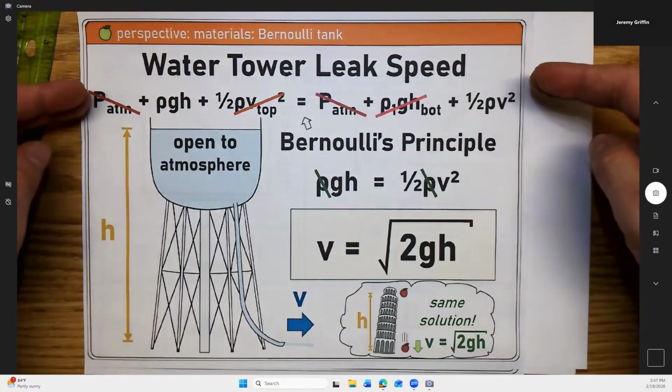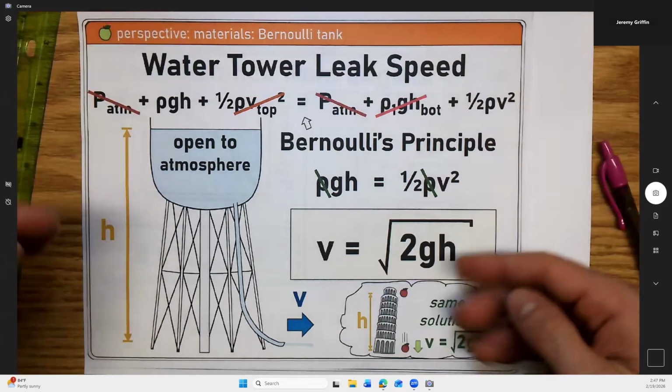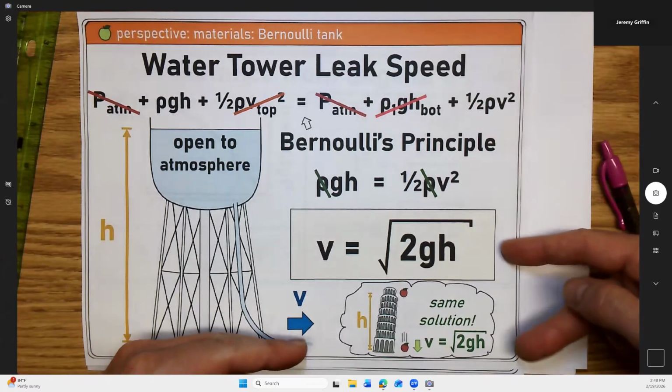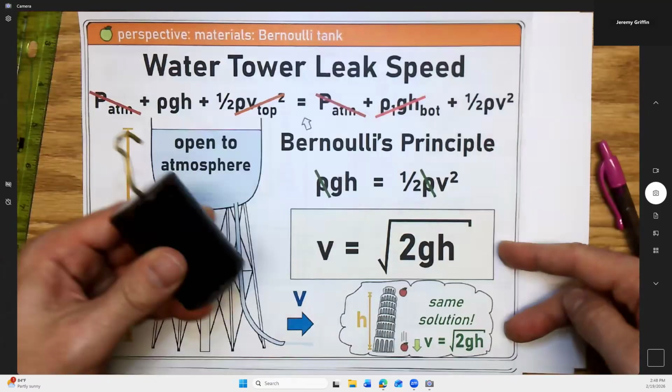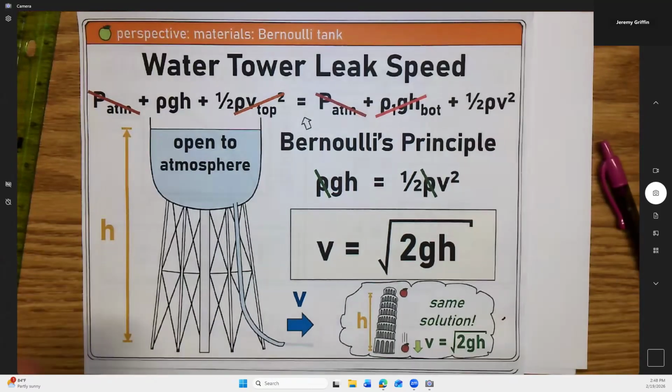You can set up with Bernoulli principle, and remember a bunch of stuff ends up canceling, like atmospheric pressure, for example. And at the end of the day, the water speed ends up being also the crash speed from Galileo dropping stuff off the tower from last semester. It ends up being the same thing. All over in physics, you see these kinds of symmetries going on.